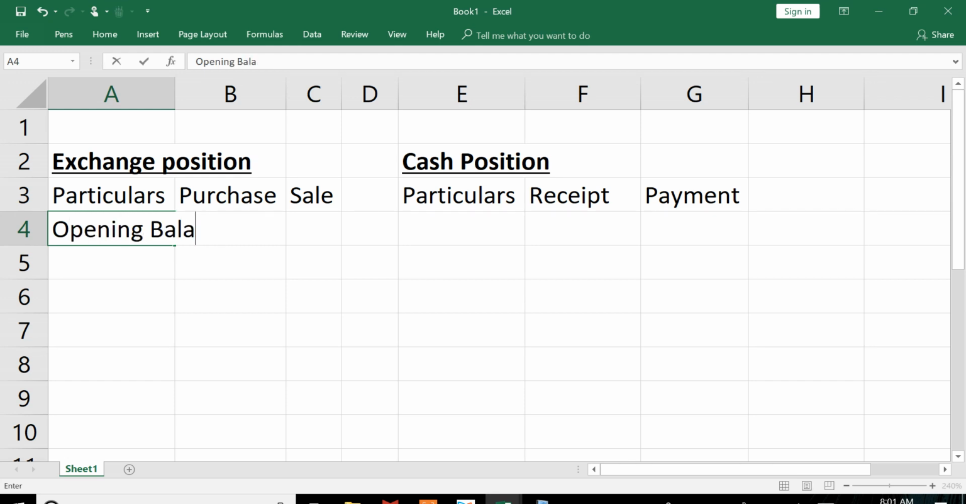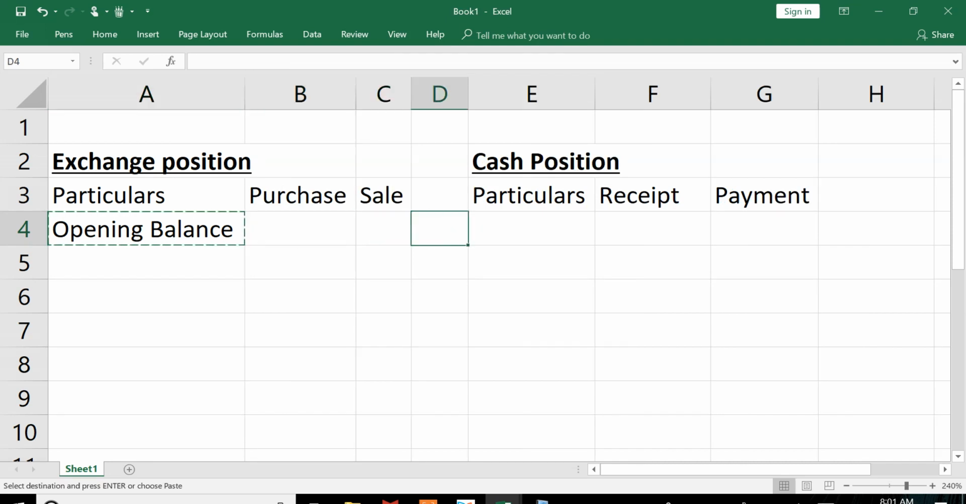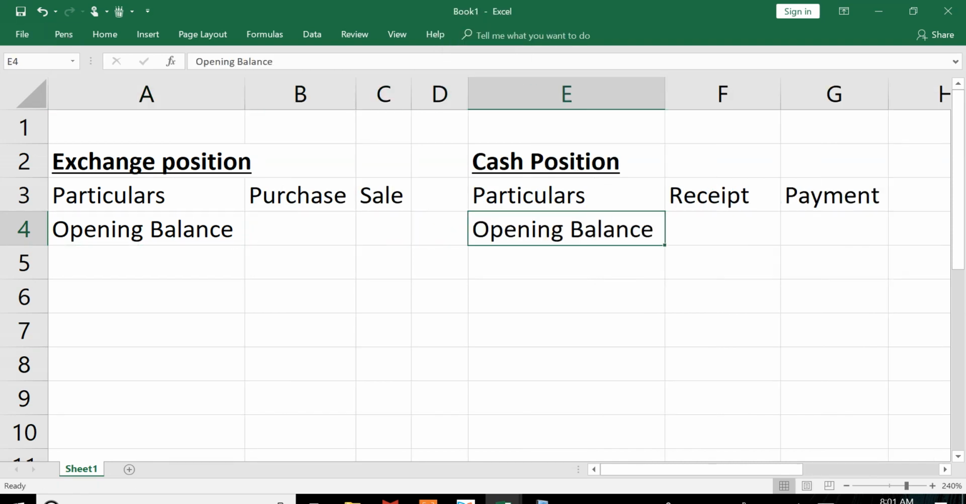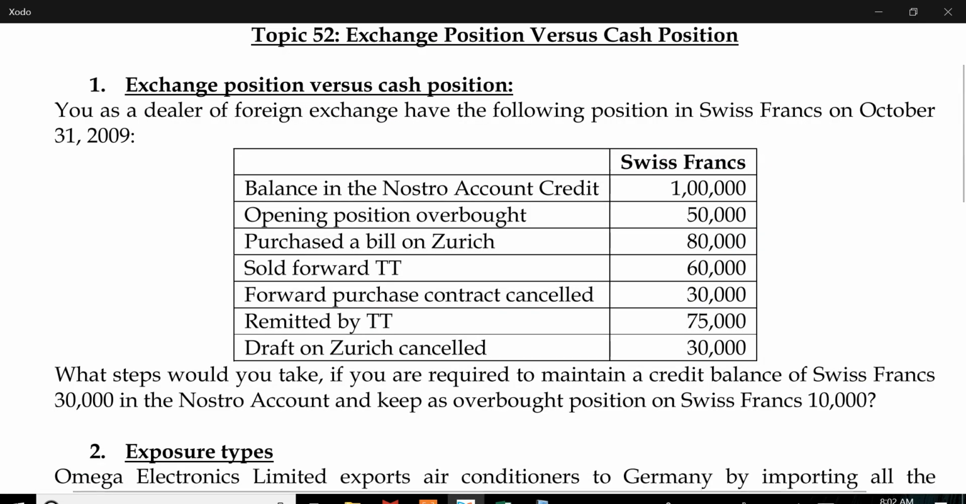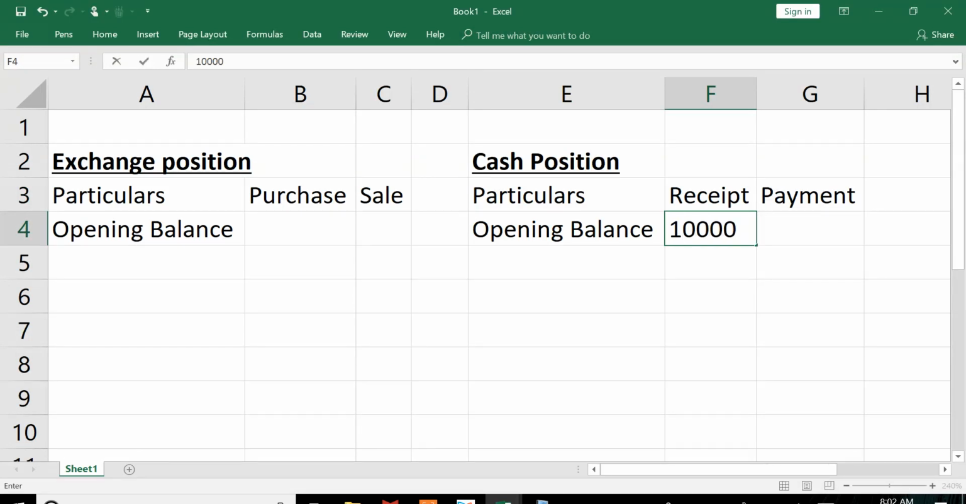In both you can start with opening balance. What's the balance in the cash position? 1 lakh. I'm writing it in the receipt side. This is my opening balance. If I receive more, this 1 lakh will keep going up. If I pay, the 1 lakh will come down.